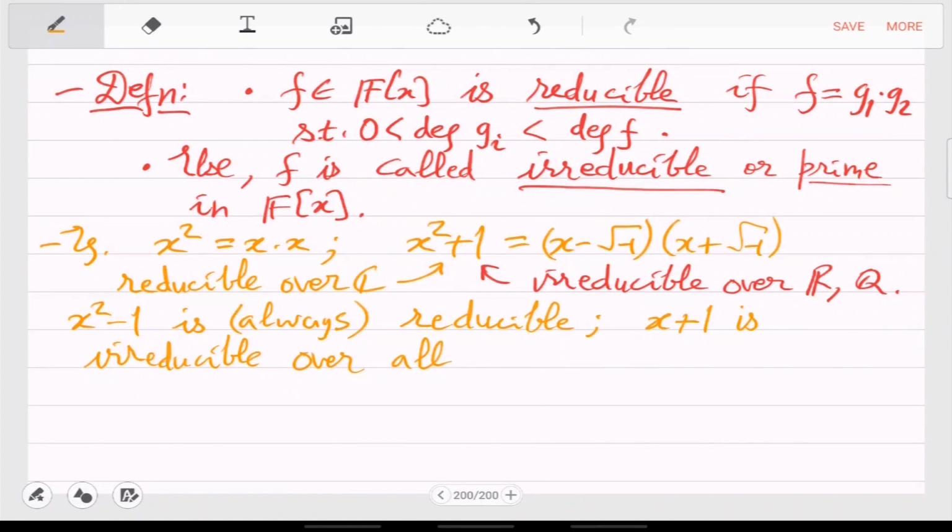Over all fields. Linear polynomials have no way to be written as G1 times G2 with each of degree at least 1, so they are always irreducible. And so are constants, but constants aren't interesting. So we are interested only in these positive degree polynomials.